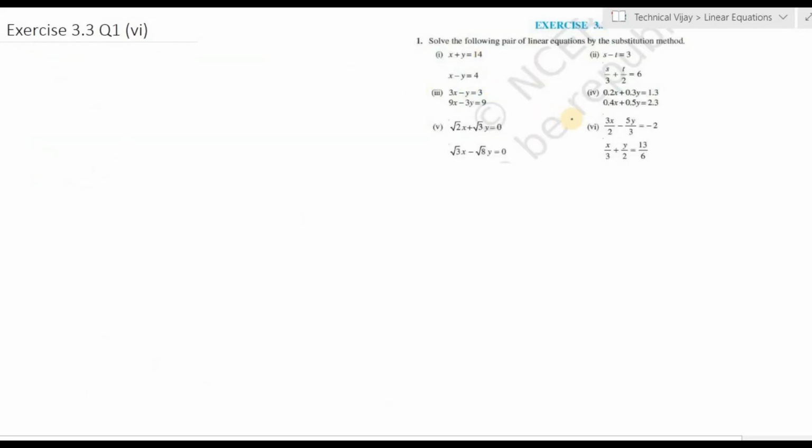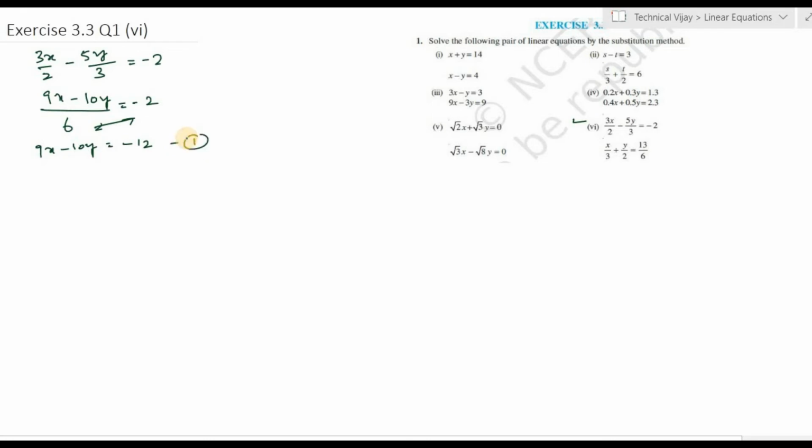So now we will solve this sixth equation. So 3x divided by 2 minus 5y divided by 3 is equal to minus 2. So we will take the LCM here, 3 twos are 6. So 9x minus 10y all over 6 is equal to minus 2. So by cross multiplication, 9x minus 10y is equal to minus 12.